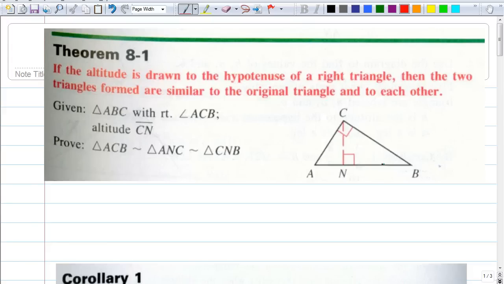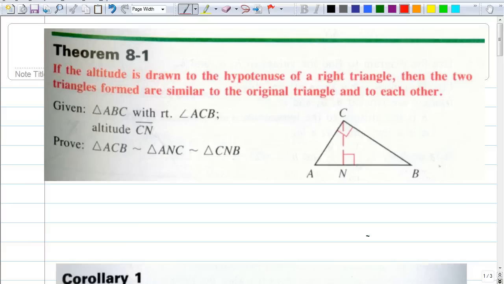So in order to draw an altitude to the hypotenuse, don't you have to start with that right angle and then go down to the hypotenuse? Okay, so once you do that, if you have any right triangle, once you draw an altitude to the hypotenuse, it forms 3 triangles, and all 3 triangles are similar. And so, how would you go about then proving this? That's the interesting part.